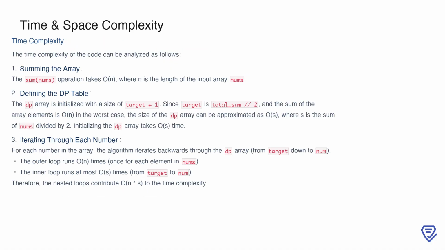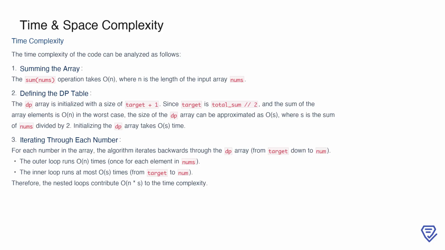To analyze the time complexity of this algorithm, let's break it into its components. First, we have the operation to calculate the sum of the array, sum(nums), which takes O(n) time since it involves iterating through all the elements of nums. Next, we initialize the dynamic programming table, the dp array, which has a size of target plus 1. Here, target is equal to total_sum // 2. Since the sum of the array elements is proportional to n, in the worst case, the size of the dp array can be approximated as O(s), where s is the sum of nums divided by 2. Initializing this array therefore takes O(s) time.